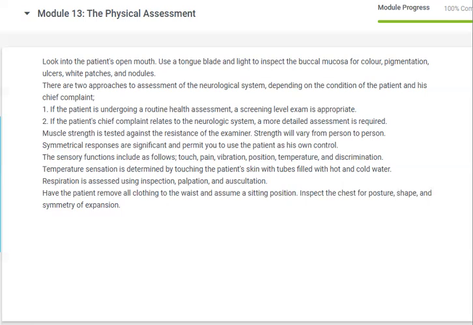Respiration is assessed using inspection, palpation, and auscultation. Have the patient remove all clothing to the waist and assume a sitting position. Inspect the chest for posture, shape, and symmetry of expansion.